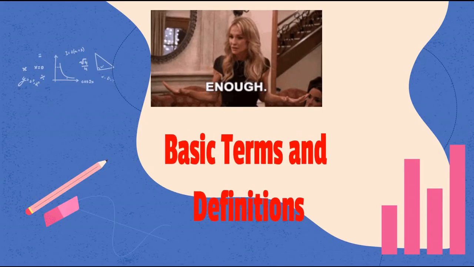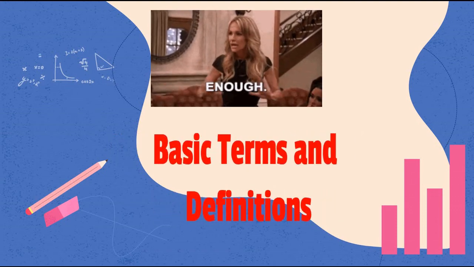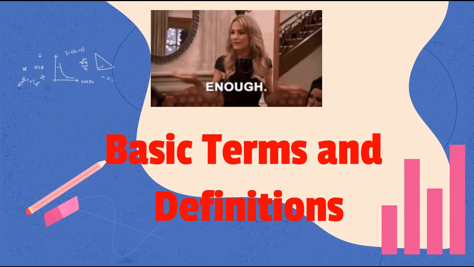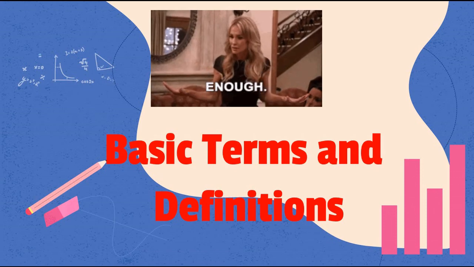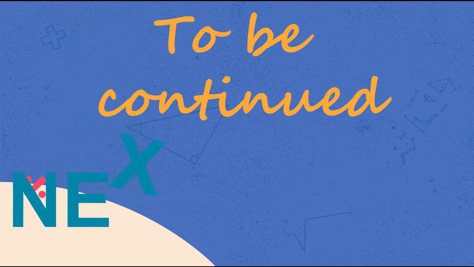So that's enough for today. In today's video we saw some of the basic terms and definitions. We saw about the line segment, line and ray, and also the names of different angles based on their degrees. We will be continuing with the next definitions and other parts of the chapter Lines and Angles in the next video.